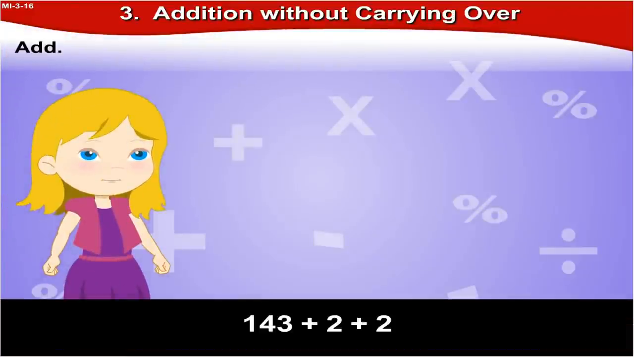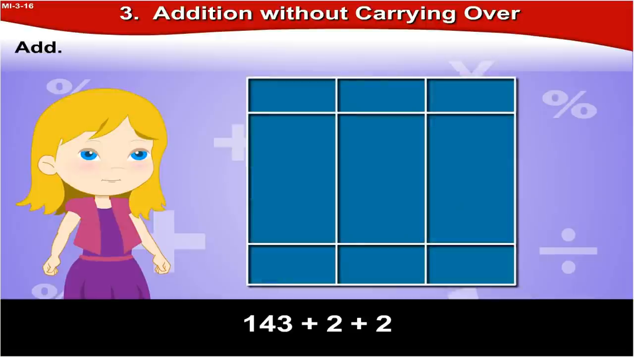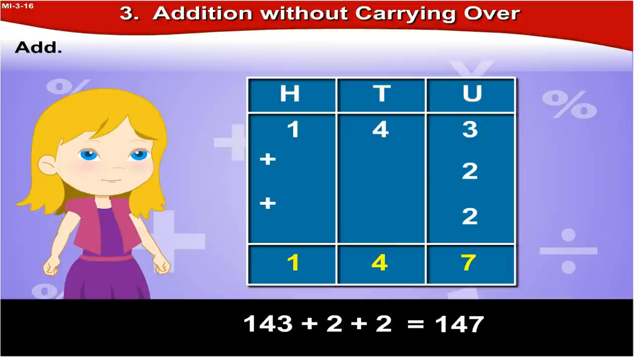Next sum is 143 plus 2 plus 2. First we'll arrange them in vertical order, writing HTU. Now 143 is 100, 4 tens, 3 units, plus 2 would be 2 units, plus 2 would be 2 units. Now 3 units plus 2 units is 5 units, plus 2 units is 7 units. 4 tens would remain as 4 tens, and 100 would be 100. So it would be 100, 4 tens, 7 units, that is 147.